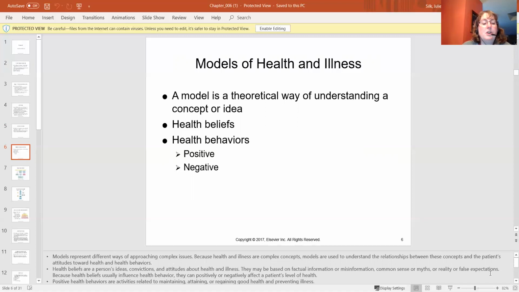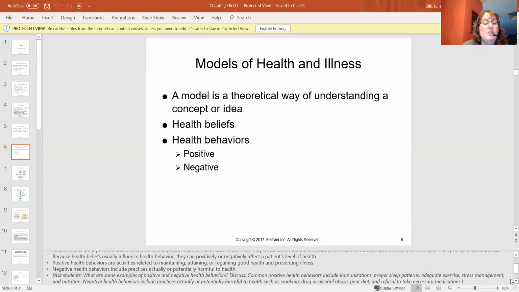Positive health behaviors are activities related to maintaining, attaining, or regaining good health and preventing illness. Negative health behaviors include practices actually or potentially harmful to health. You can imagine negative health behaviors would be like eating badly, not getting enough exercise, smoking, those types of things.